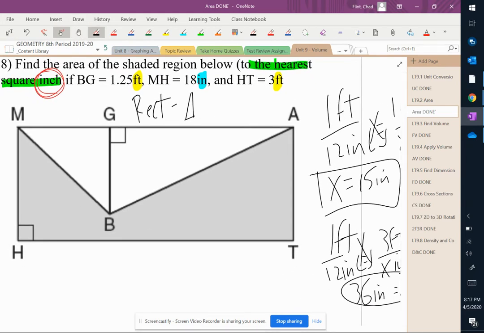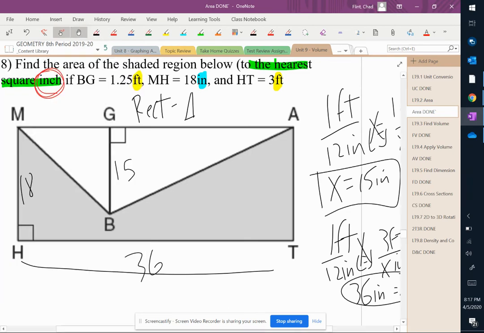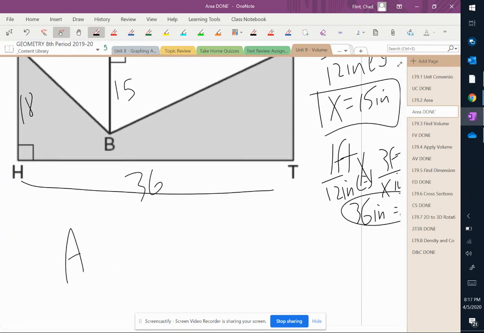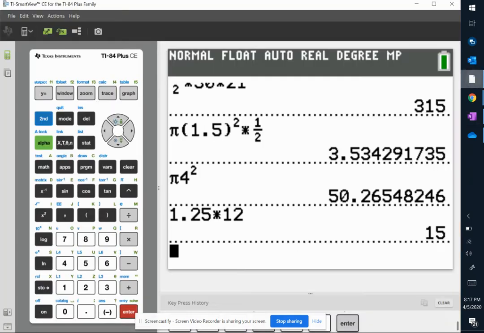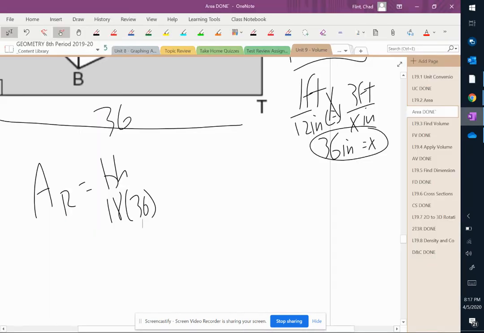So BG is 15. MH is 18. And HT from here to here is 36. So my rectangle is base times height, which is 18 times 36, which is 684.